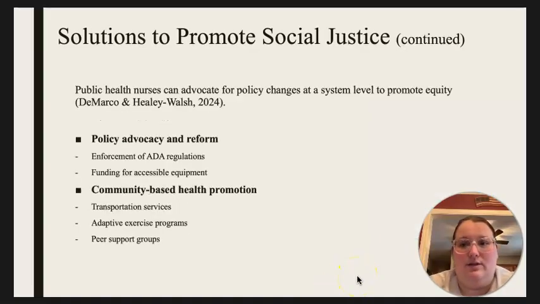Continuing on the topic of solutions is policy advocacy and reform. Nurses can play a large role in this, and they do have the capability to change rights and laws surrounding disabled persons at a system level. And lastly, community involvement is crucial. Setting patients up with accessible transportation services can help promote that they are making it to their medical appointments. And also within the community, having adaptive exercise programs that disabled persons can be a part of can help increase their range of motion and increase their independence.